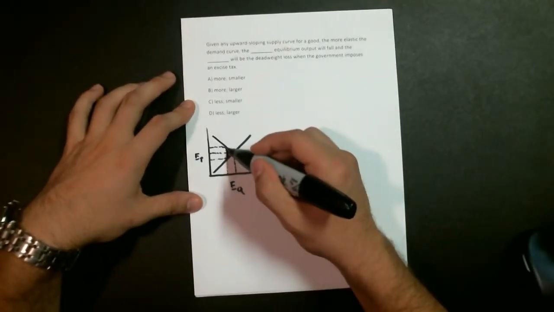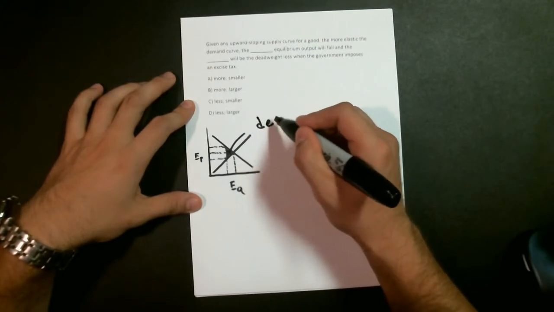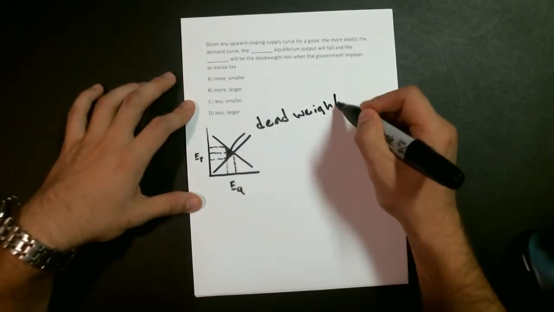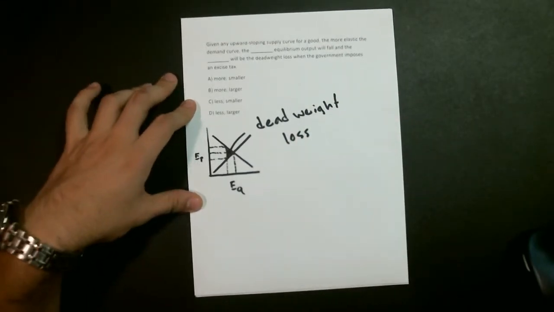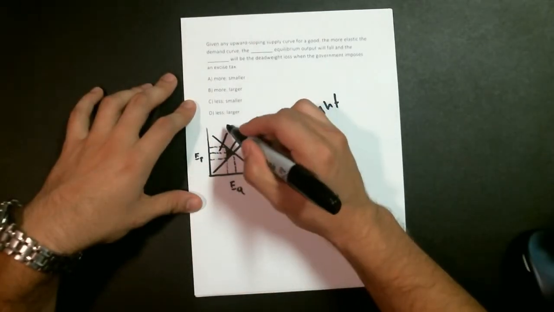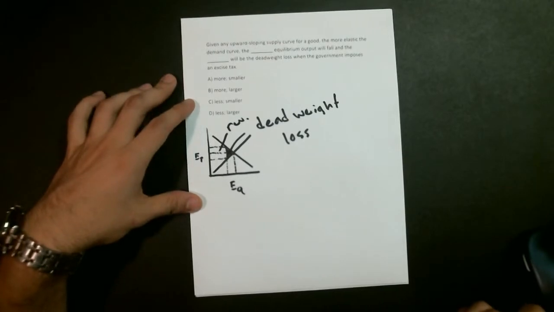And then this here is going to become what we call dead weight loss, because these are deals that are no longer occurring in this economy due to the tax. And this box here is revenue. That is the money that the government is raking in now that they have imposed this tax.